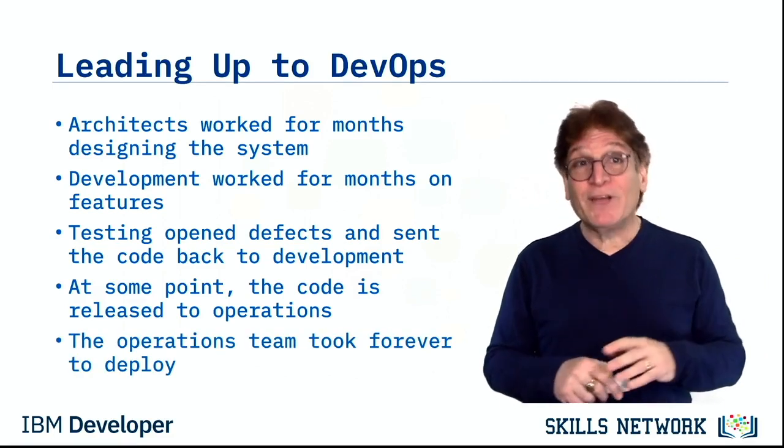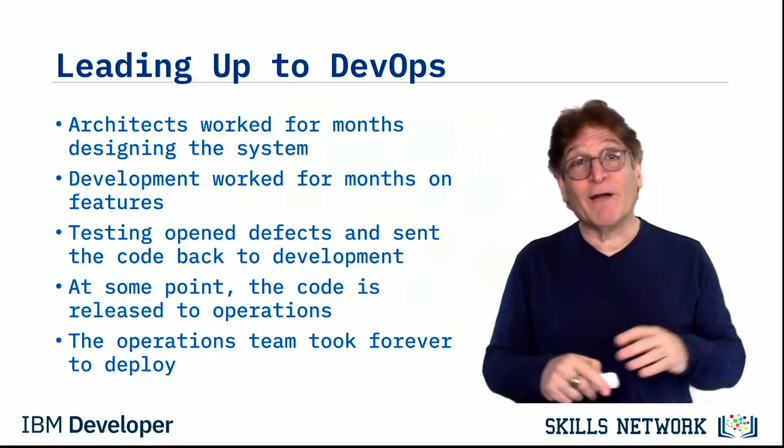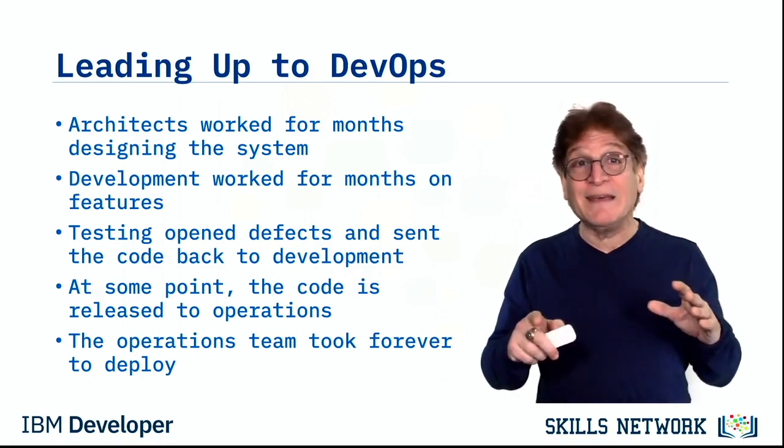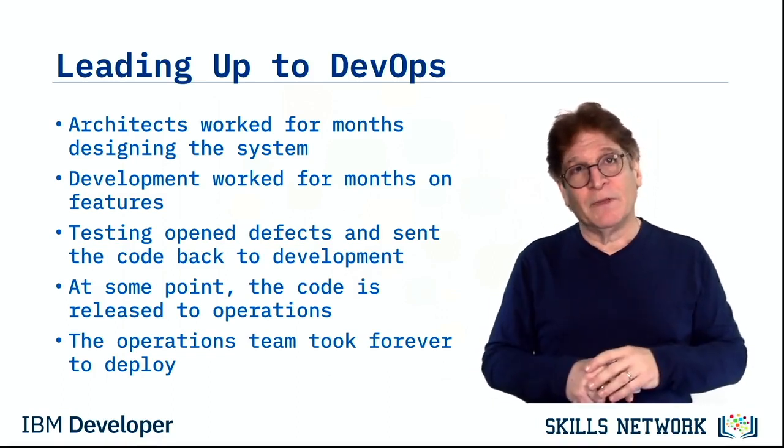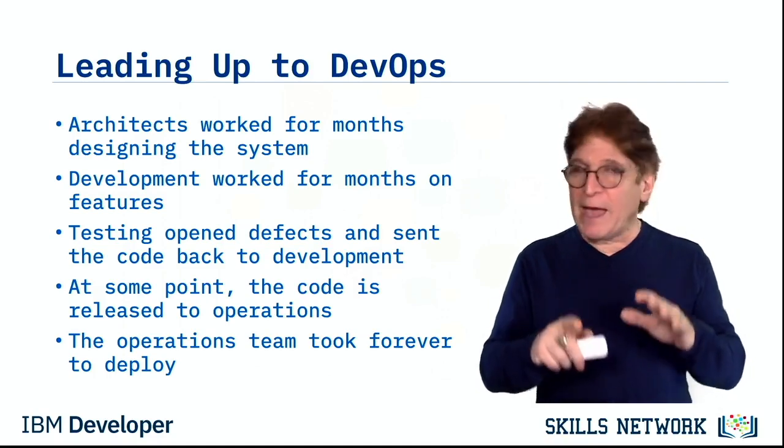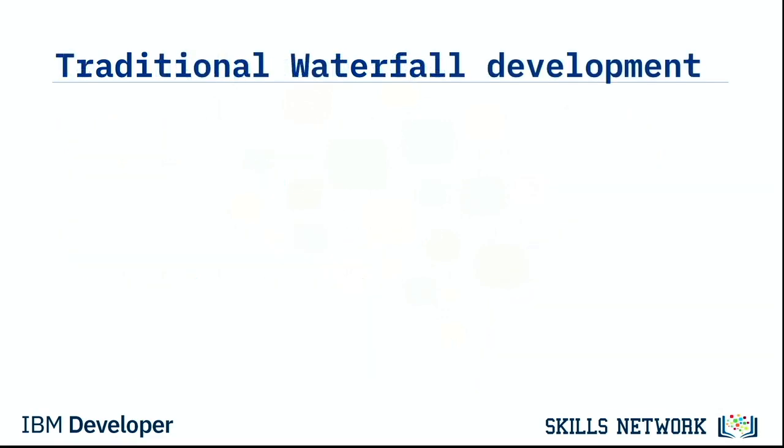Then, the operations team would take what seemed like forever to deploy it because they had no idea what the developers had built. An operations team kept running it from that point on. We call this way of working the waterfall method.